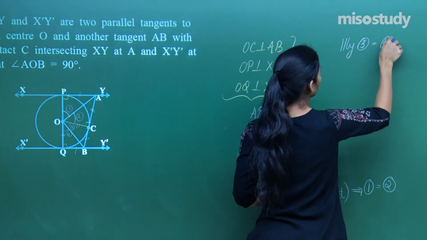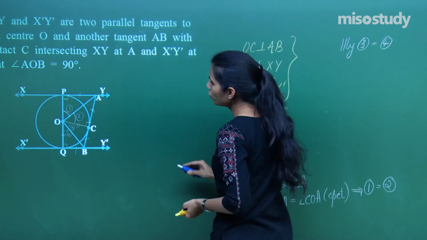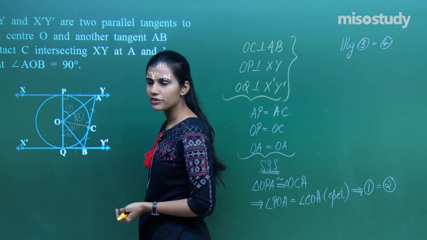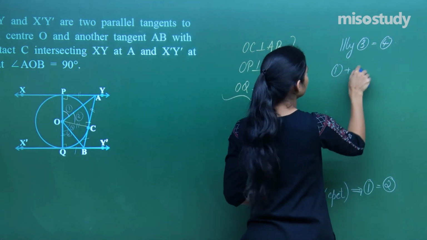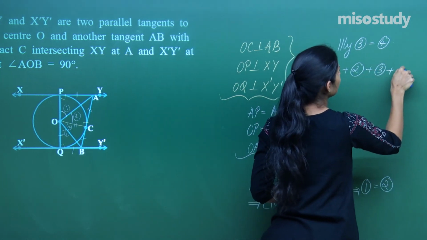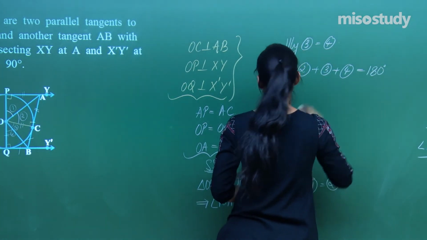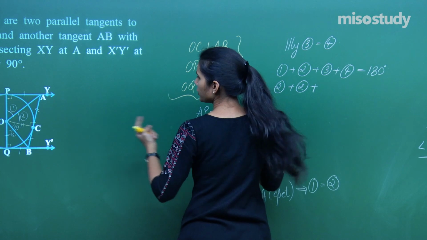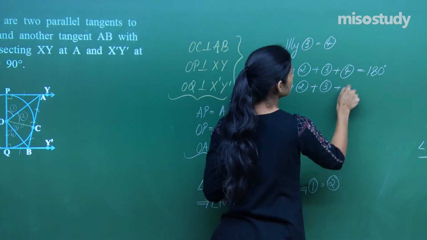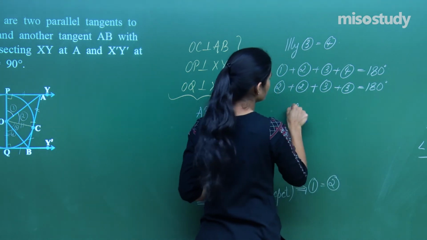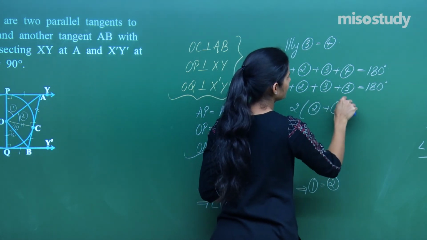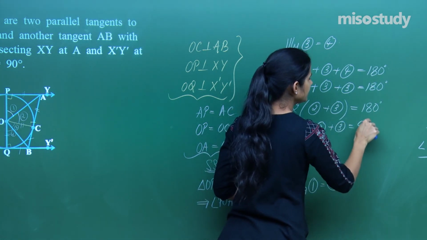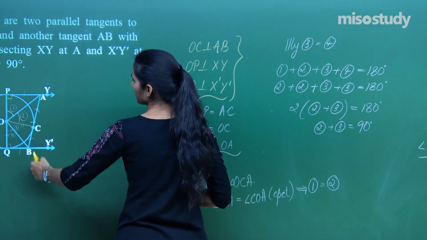Fine. Now you all know that if I add 1 plus 2 plus 3 plus 4, I get angle on a straight line PQ, so it is of measure 180 degrees. So I have 1 plus 2 plus 3 plus 4 is 180, right? But 2 is same as 1, so I write 2 plus 2, and 3 is same as 4, so I write this. So you have twice of 2 plus 3 is 180. So you have 2 plus 3 is 90, but 2 plus 3 is nothing but angle AOB.